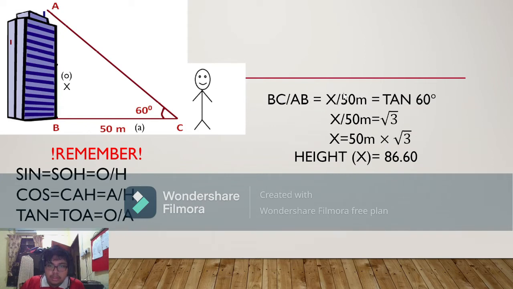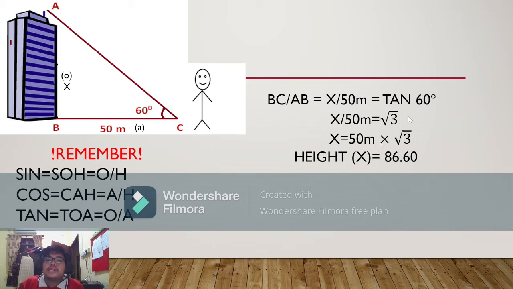So x divided by 50 meters, and tan 60 degrees becomes square root 3. You may ask why square root 3, because tan 60 degrees is the same as square root 3. And x divided by 50 meters.